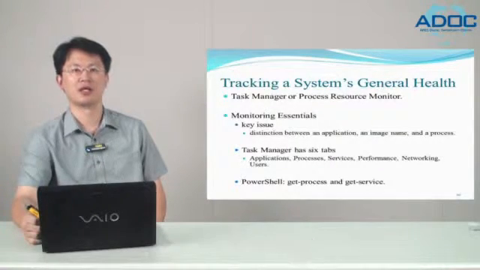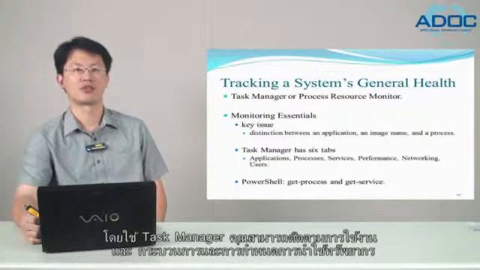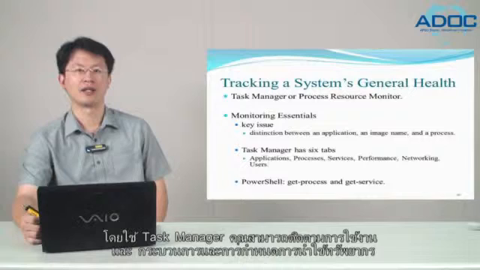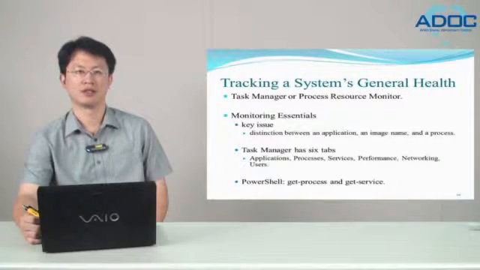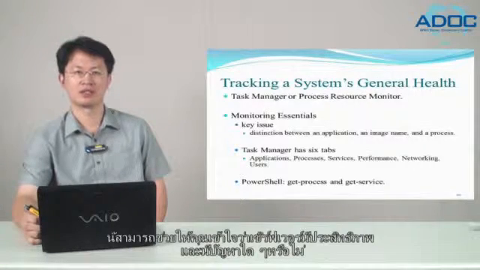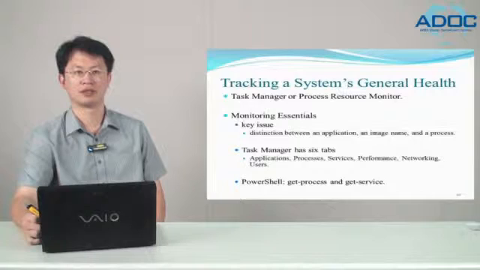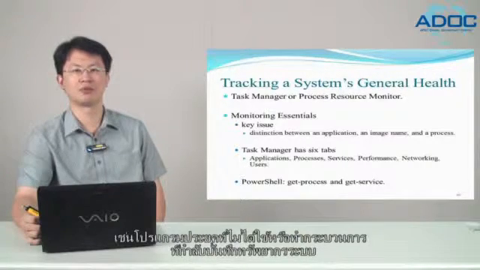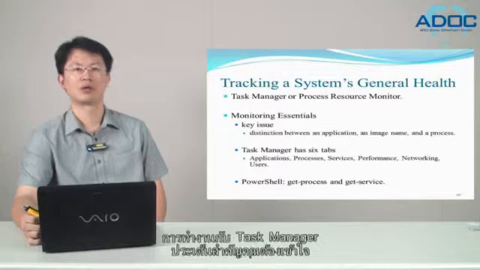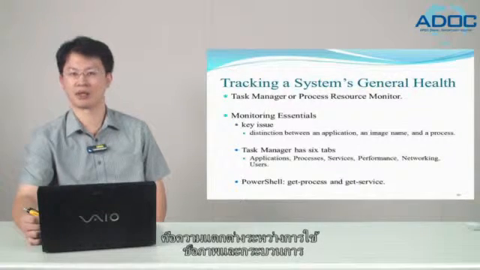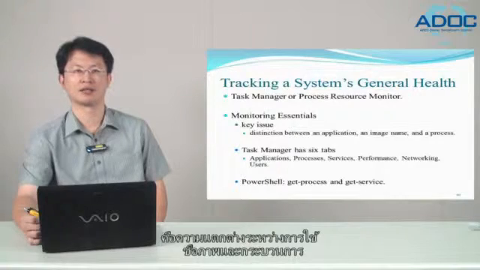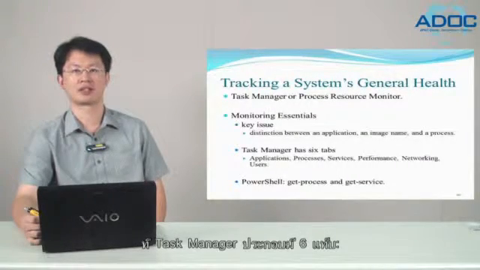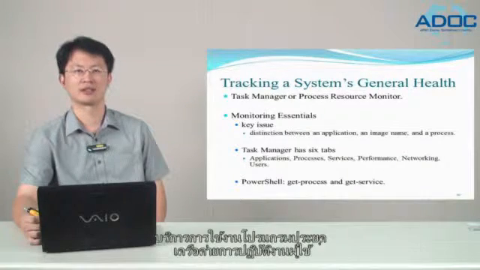For monitoring essentials, by using Task Manager, you can track running applications and processes and determine resource usage. This can help you understand how a server is performing and whether there are any problems, such as applications that aren't running or processes that are hogging system resources. To work with Task Manager, the key issue you must understand is the distinction between an application, an image name, and a process. Task Manager has 6 tabs: Applications, Processes, Services, Performance, Networking, and Users.